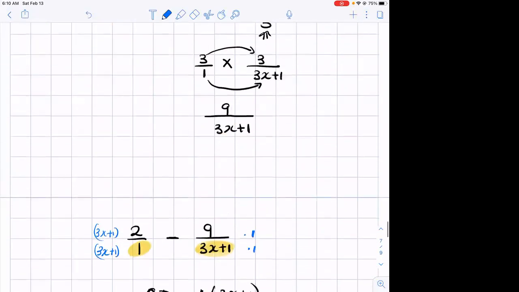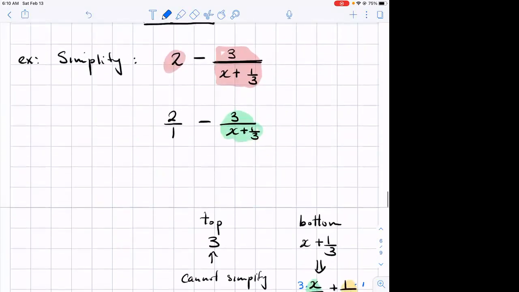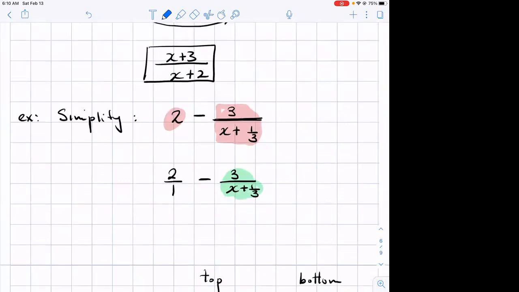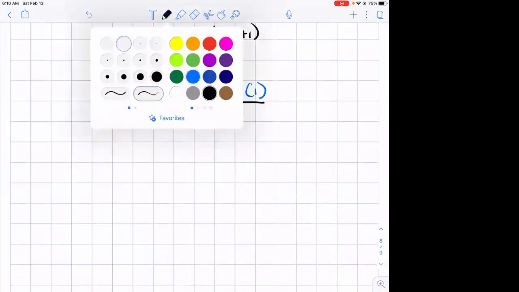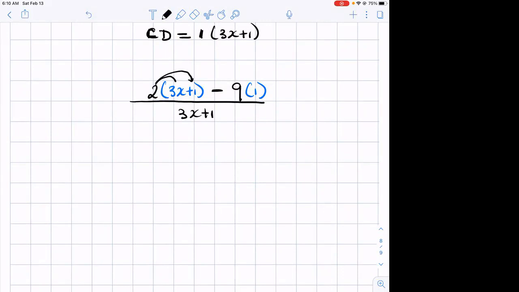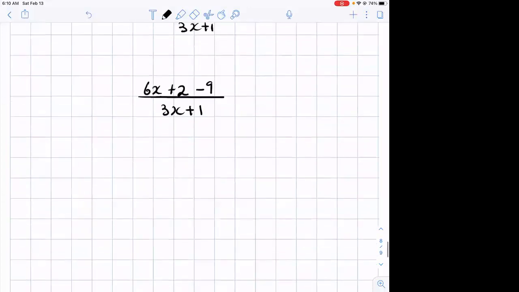So here we're doing things because there were 2 fractions. We had to subtract 2 fractions. So first we simplify this complex fraction. And now what we're doing, we're adding the 2 fractions together. So if we distribute the 2, we have 2 times 3x and then 2 times a positive 1. So that becomes 6x plus 2, and then minus 9 times 1 is minus 9 over 3x plus 1. We do have some like terms, plus 2 minus 9. So here we have 6x minus 7 over 3x plus 1.